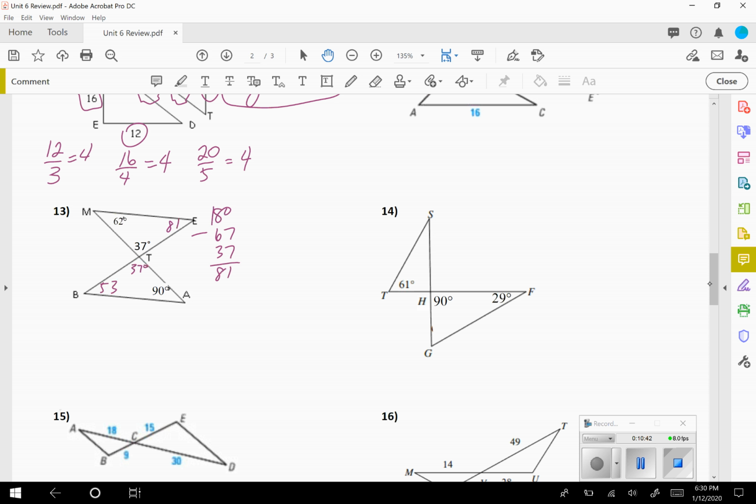you 53. So remember, since we only have angles, we're going to try to do angle, but we have to have 2 angles that are the same on each. We only have 1 angle that's the same on each, so these are not similar.